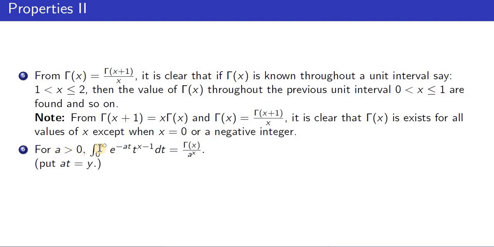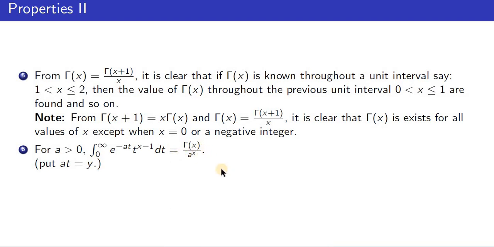Also, for a greater than 0, you can see that the integral from 0 to infinity of e power minus at t power x minus 1 dt is equal to gamma x by a power x. It is just by putting at equal to y. If you put at equal to y, you have a into dt equal to dy. You convert the entire problem into y, so that it becomes the integral from 0 to infinity of e power minus y, and t becomes y by a, right? So y by a power x minus 1 into dt will become dy by a. So a power x minus 1 into a will come out. So it will be gamma of x divided by a power x.